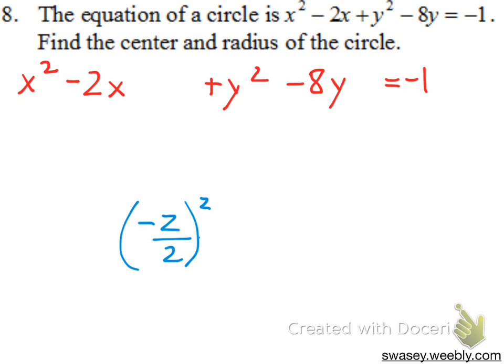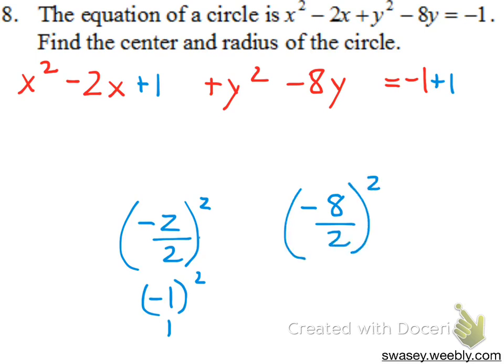Half of negative 2 is negative 1, and then negative 1 in parentheses squared is 1. So if we add 1 to the left side of the equation, we have to add 1 to the right. Now for this next part, take half of negative 8 and square it. Half of negative 8 is negative 4, in parentheses squared, 16. So if we add 16 here, then we're going to add 16 here. So on the right side, negative 1 plus 1 is 0, plus 16 is 16.